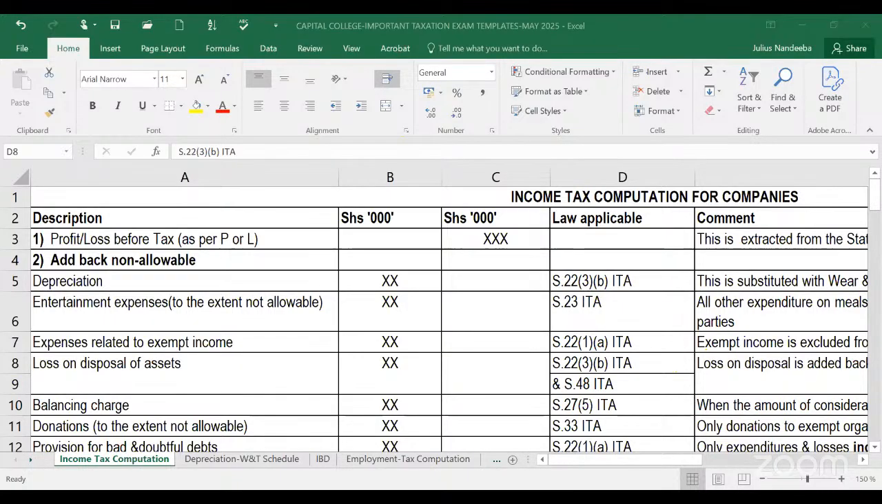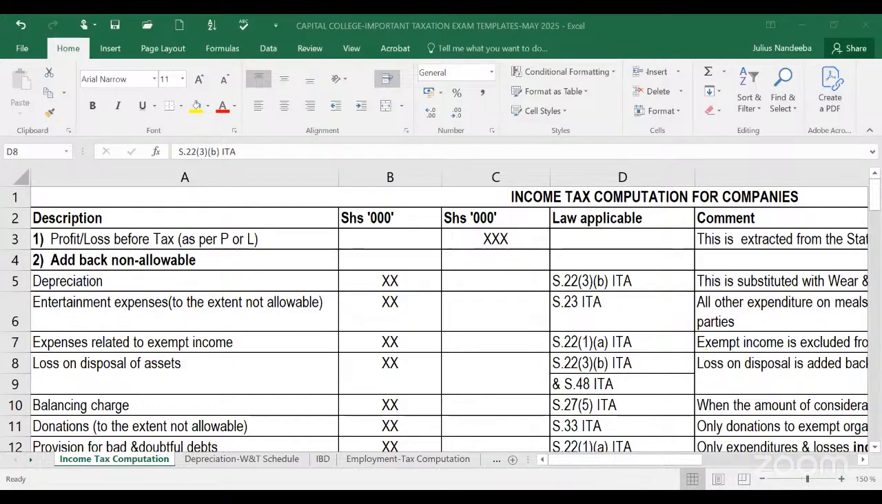Why are you subtracting them? Because you're saying, I don't want to tax them. Anything you don't want to tax, you subtract it in the tax computation. So when you pick any income here, don't pick it and then go and add it back. You go and subtract it. I hope that is now understood.